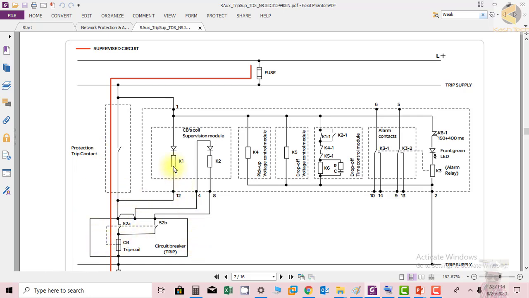So during this time, K1 and K2 are both de-energized, and K6 will be de-energized, but the power will be supplied by this resistor and capacitor during the time when the tripping command is being issued. Both coils are basically de-energized, and in order to prevent maloperation of the circuit supervision relay during tripping, this capacitor will provide the power and this will keep the circuit live.